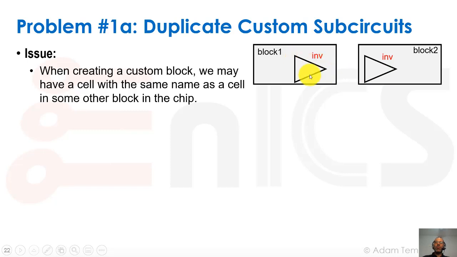But in any case, they both have instantiated some sort of a cell inside, and we called it INV for inverter. We just did it because that was the name we gave it. But now we have two inverters in the design, and now when we flatten everything out and connect everything together, we're going to have two subcircuits called inverter, and that's a duplicate subcircuit, and we can't live with that.